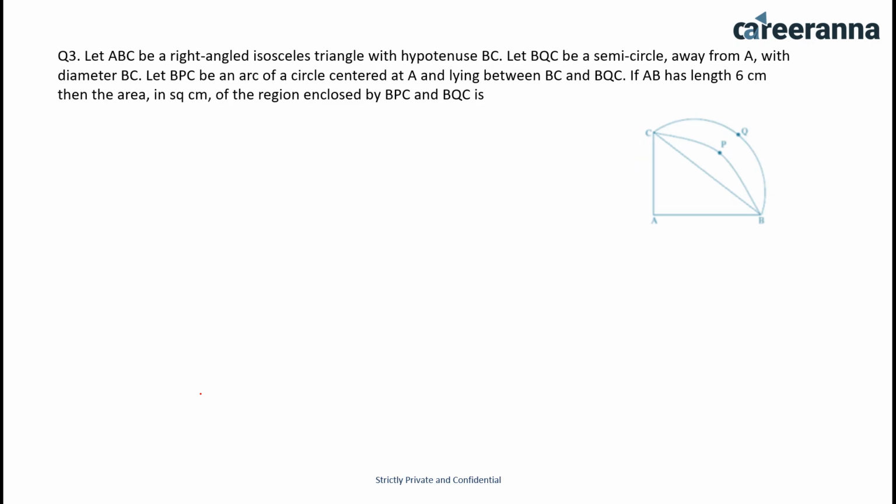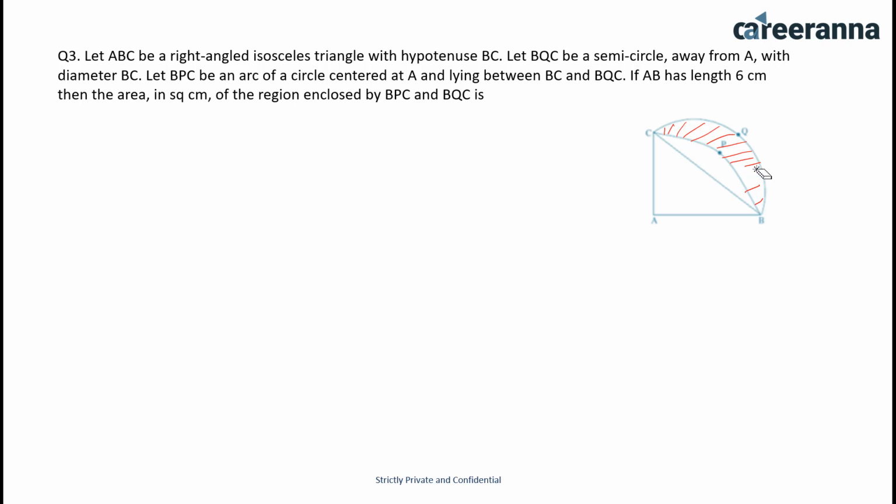Let ABC be a right angled isosceles triangle with hypotenuse BC. Let BQC be a semicircle away from A with diameter BC. Let BPC be an arc of a circle centered at A and lying between BC and BQC. If AB has a length of 6 cm, then find the area in square centimeters of the region enclosed by BPC and BQC. So I need to find the area enclosed by BPC and BQC, that means this area.